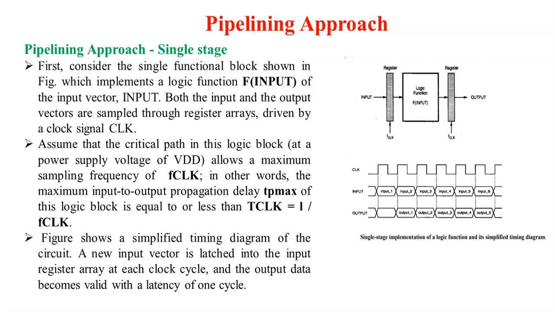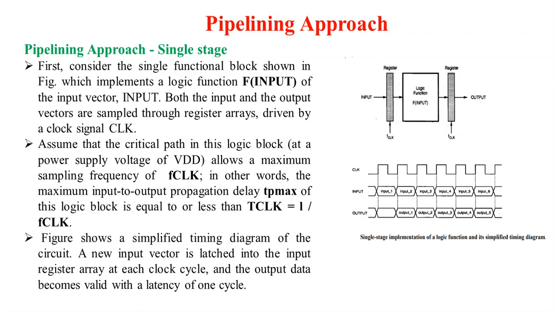The logic function performs the corresponding logic. Then the output is stored in the output register, and then we take the corresponding output. In this single stage we give the clock, F clock, to the registers. So the F input is given to the register, and then we take the output. In this circuit the supply voltage VDD is also given to the logic function.